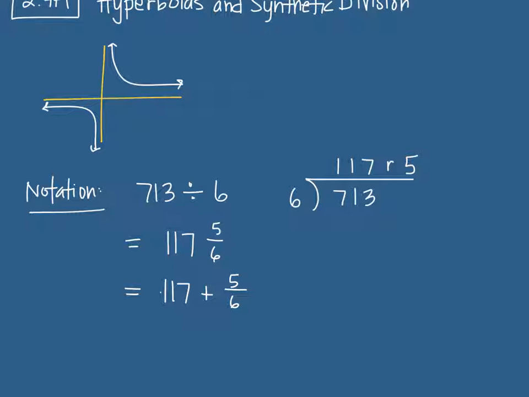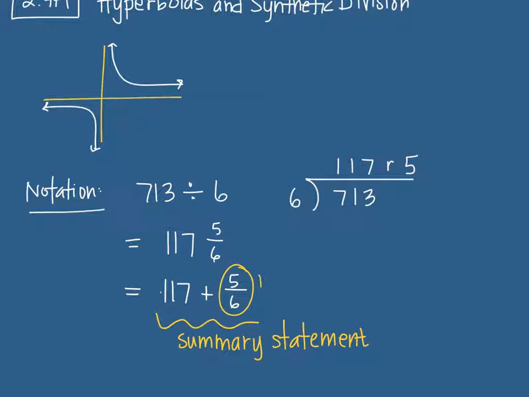Okay, when you write it like this, this is called a summary statement. When you write it as an addition. And the part that comes after the addition sign is called the remainder. Now you might be thinking, what in the world does this have to do with hyperbolas? But I'm going to show you. I'm going to make the connection in just a minute.